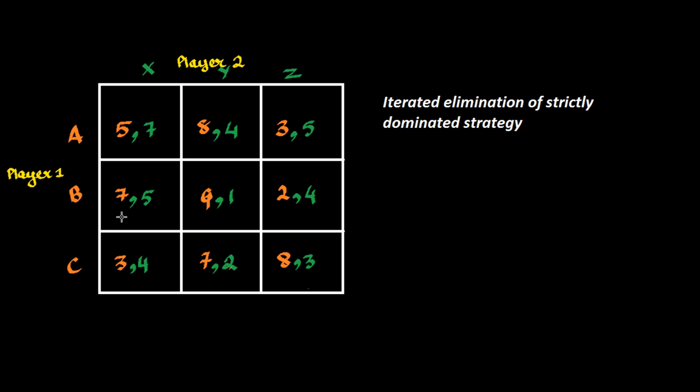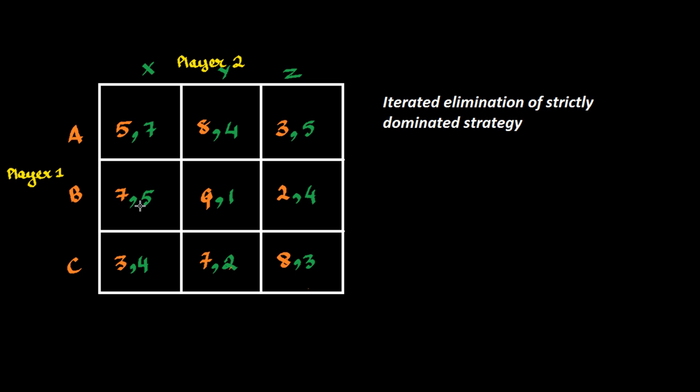Let's compare B to C. In this case, B is better than C. In this case, B is better than C. But in this case, B is not better than C. So, having seen this, we're not able to find a strictly dominating strategy for player 1.